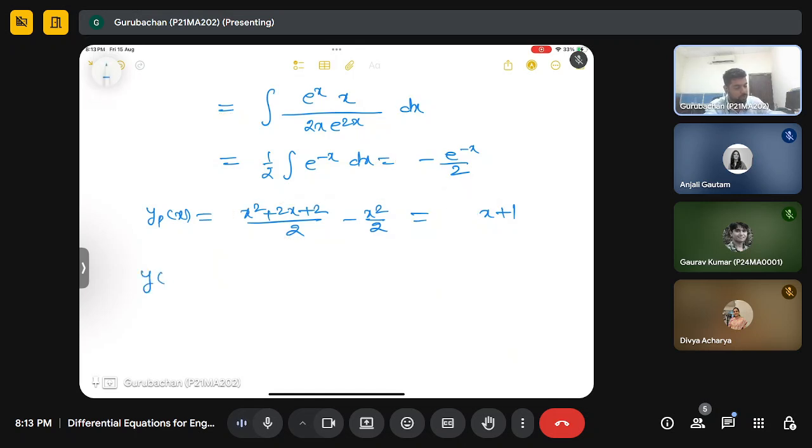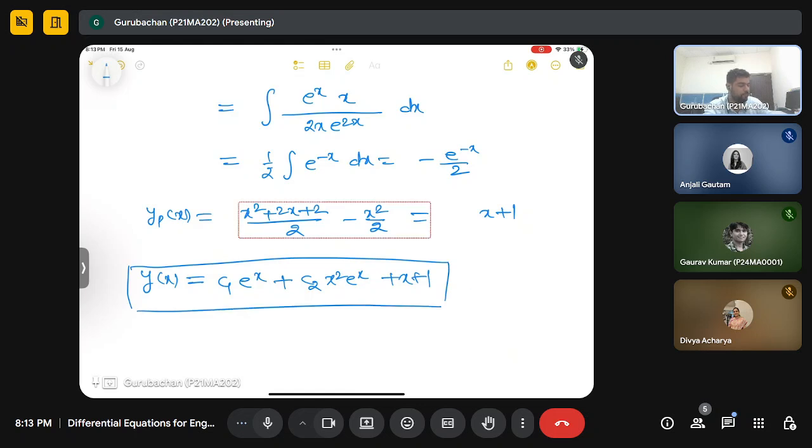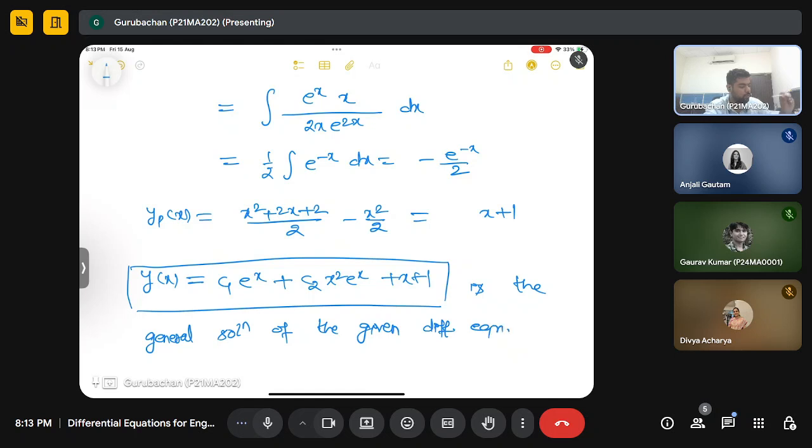So what is your general solution in this scenario? C1 e to the power x plus C2 x square e to the power x plus x plus 1. This will be your general solution of the given differential equation. So that's all for today.